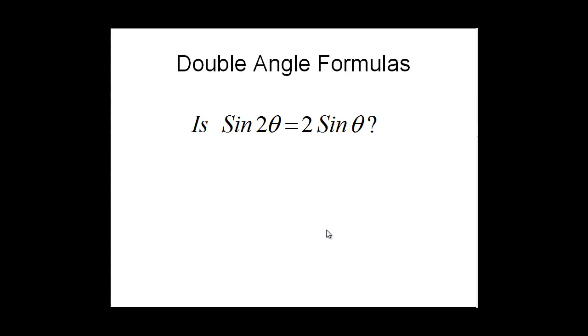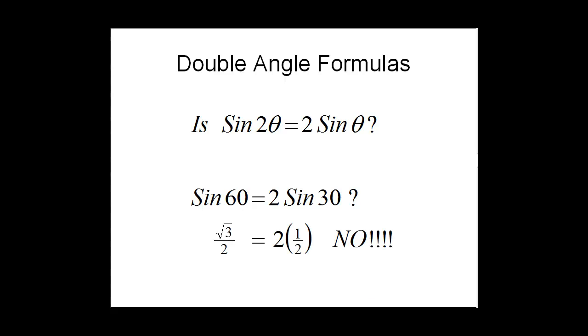Now, the double angles: is sine of 2 theta, can you just take that 2 and move it in front? 2 times sine of theta. Let's look at an example with numbers. 60 is twice 30. So this is 2 times 30. If I move the 2 out, that would be 2 sine 30. If you plug in the numbers, you'll notice sine of 60 is square root of 3 over 2. Sine of 30 is 1/2. Is 2 times 1/2 square root of 3 over 2? No, it's not. So you can't just take this 2 and move it in front of the trig function. We need another formula.